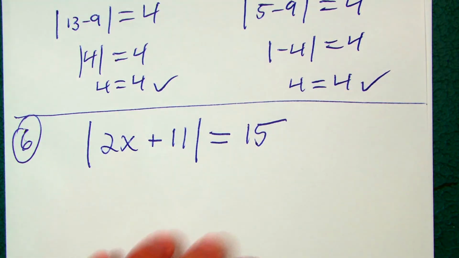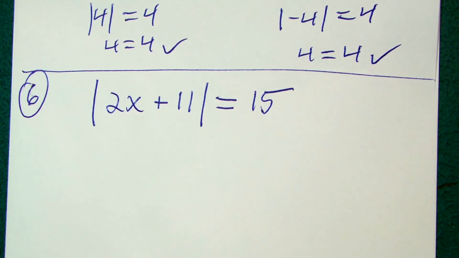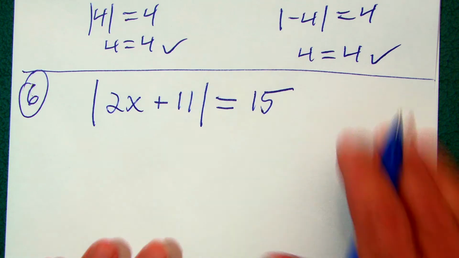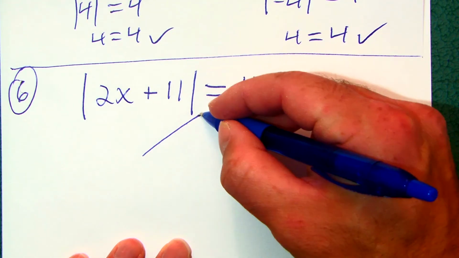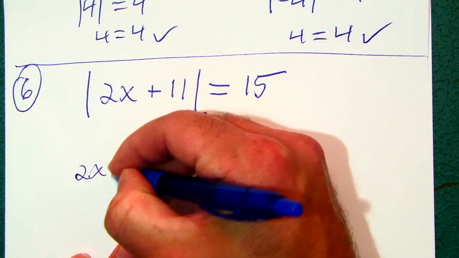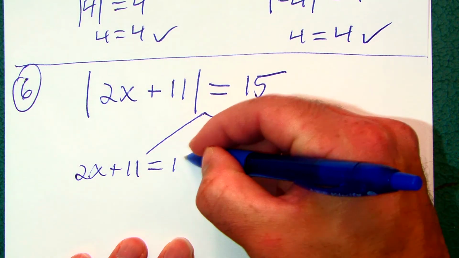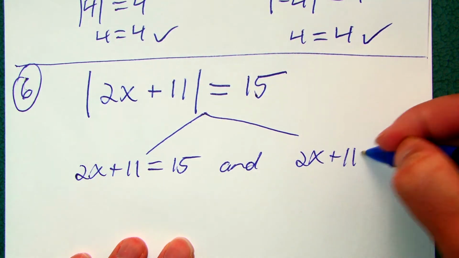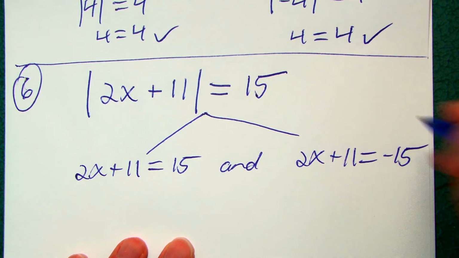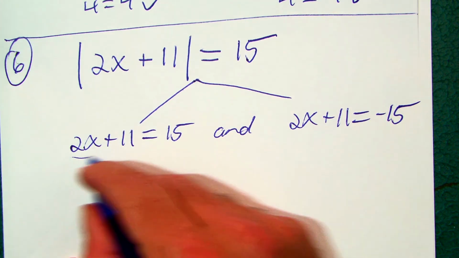All right, same deal if you have a coefficient on your x. Absolute value of 2x plus 11 equals 15. Break it into your two cases. 2x plus 11 equals 15. And 2x plus 11 equals negative 15. You got to solve both of these.